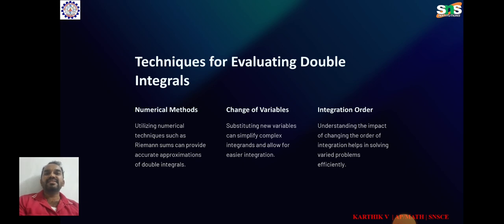Second one, change of variables. It is beneficial to change variables to simplify the integral. Common transformations include polar coordinates for circular or radial symmetry, or other coordinate transformations to simplify the region of integration. Third one, integration by parts. If the integrand is a product of two functions, integration by parts may be applicable.